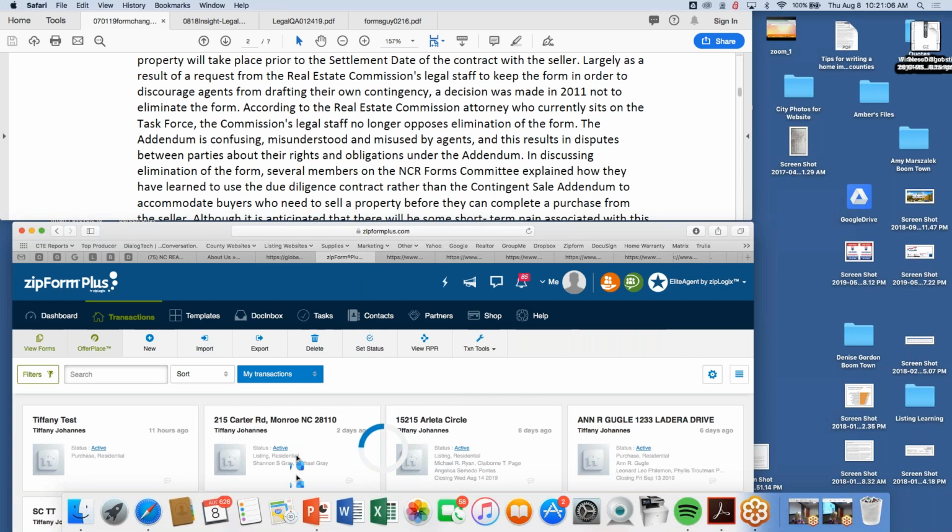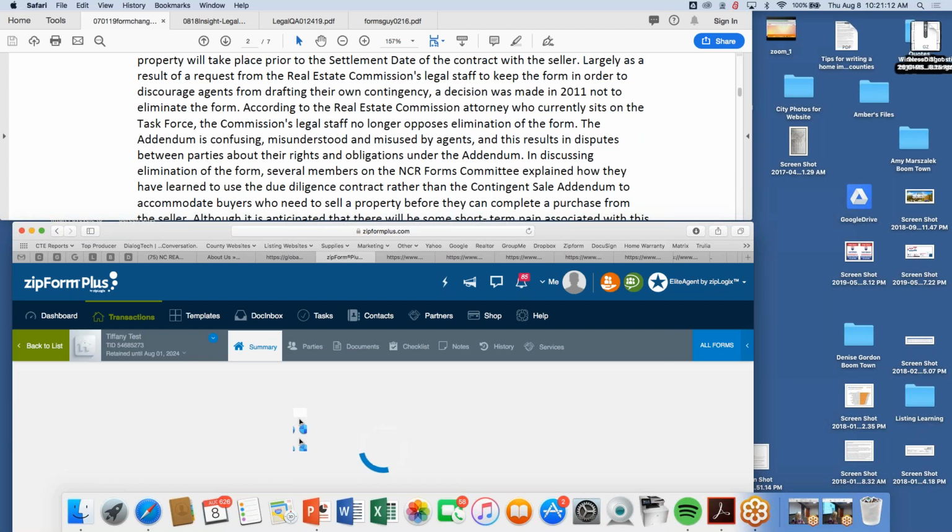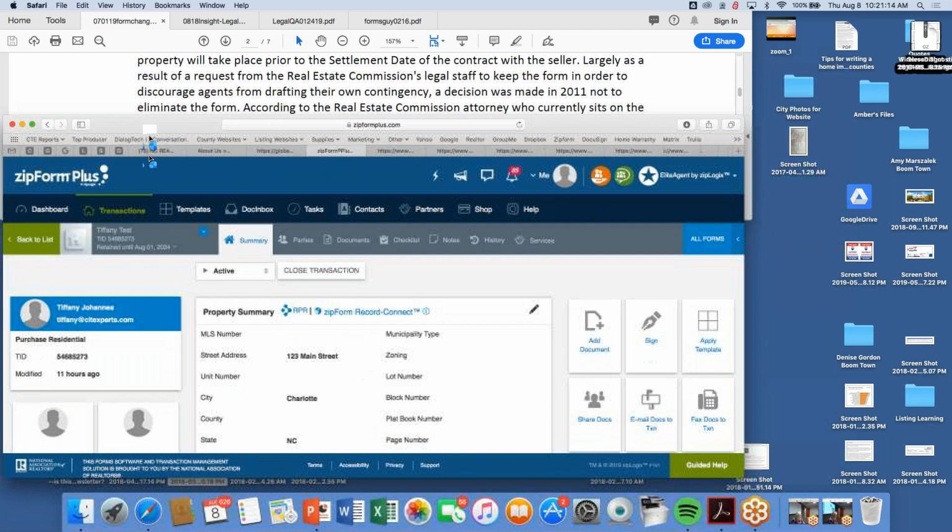So these are all updated in zip forms already? Yes, they're all updated in zip forms. When was the date that we were required to use all these forms by? You're required to use the forms by the end of August. End of August? Yes, so come September 1st, you need to be using all of the new forms.